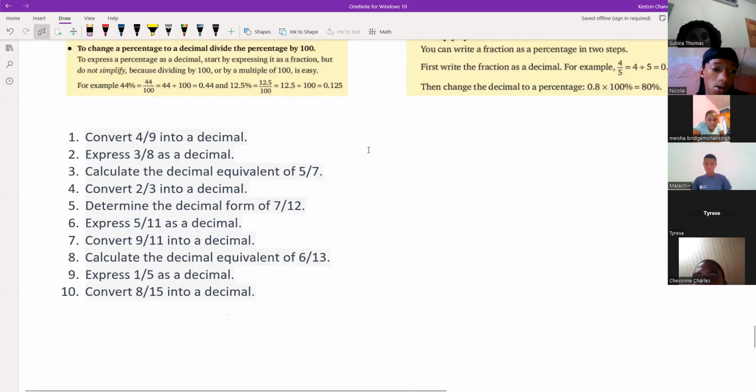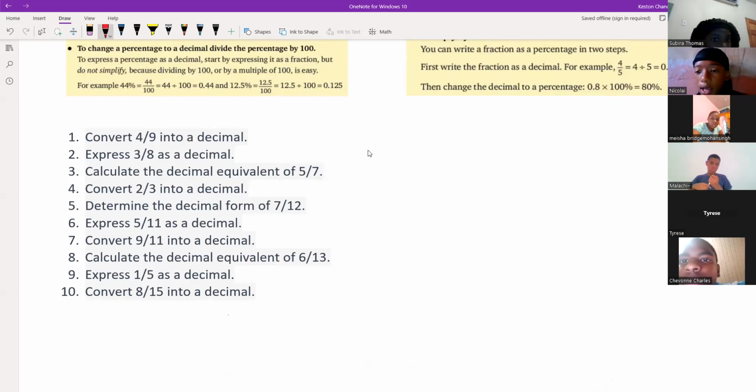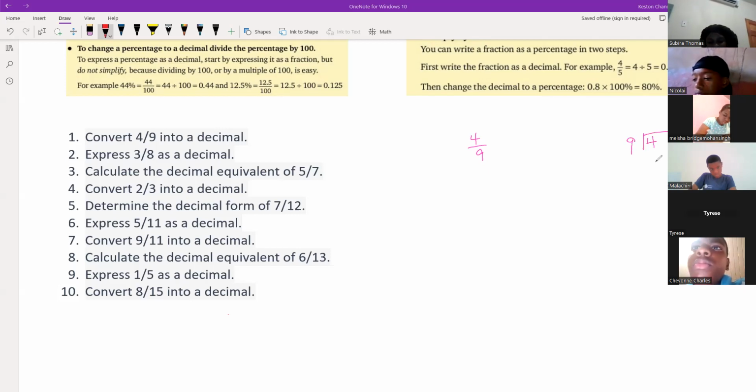So I want you to try this for me. It's the same thing that we just did. So for example, if you want to convert 4/9 into a decimal, what you're working with, the 4 is going to go on the inside. The 9 on the outside. Right? 9 can't go into 4, you put a 0. 9 into 40. Could 9 go into 40? Yes, it could. 4 times. 4 nines are 36.